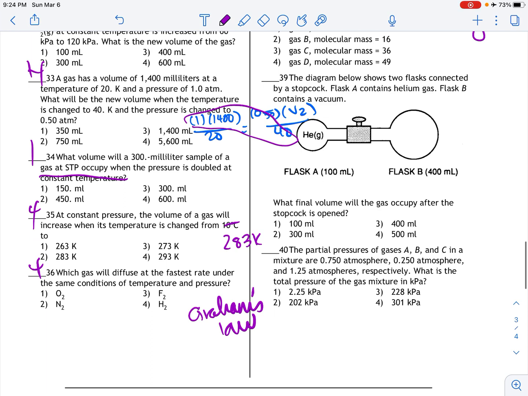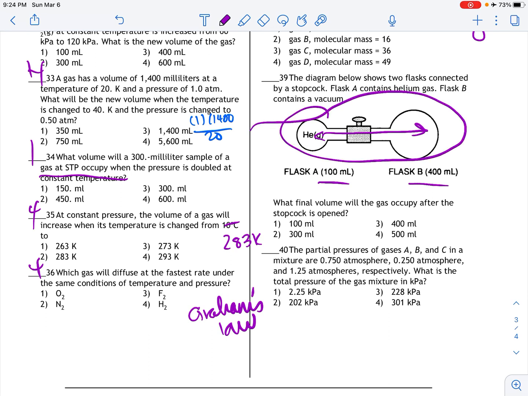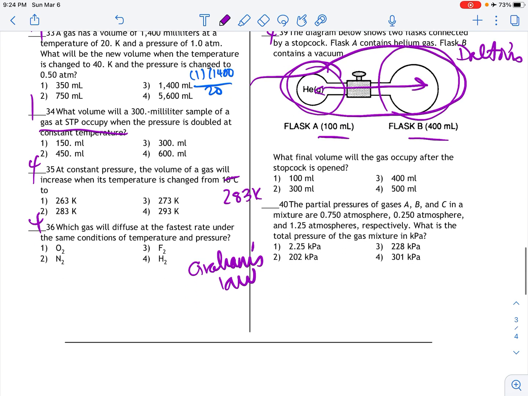All right, let me erase this. The diagram below shows 2 flasks connected by a stopcock or a valve. Flask A contains helium gas. B is a vacuum, meaning there's nothing there. What final volume will the gas occupy after the stopcock is open? So when this opens up, everything will diffuse. So if you've got 500 total milliliters of space, that's what the helium is going to take up, all of it. So this is Dalton's law of partial pressure. Number 40 is also Dalton's law.